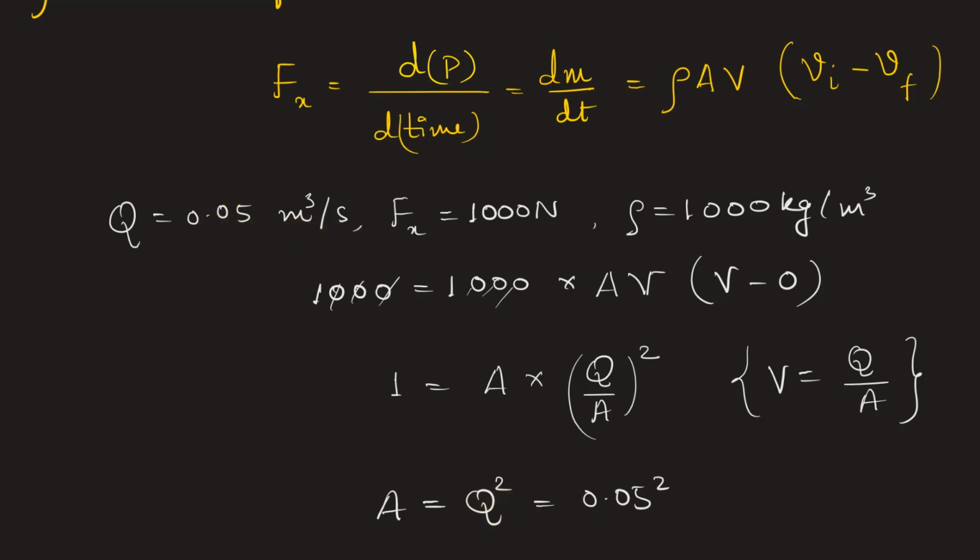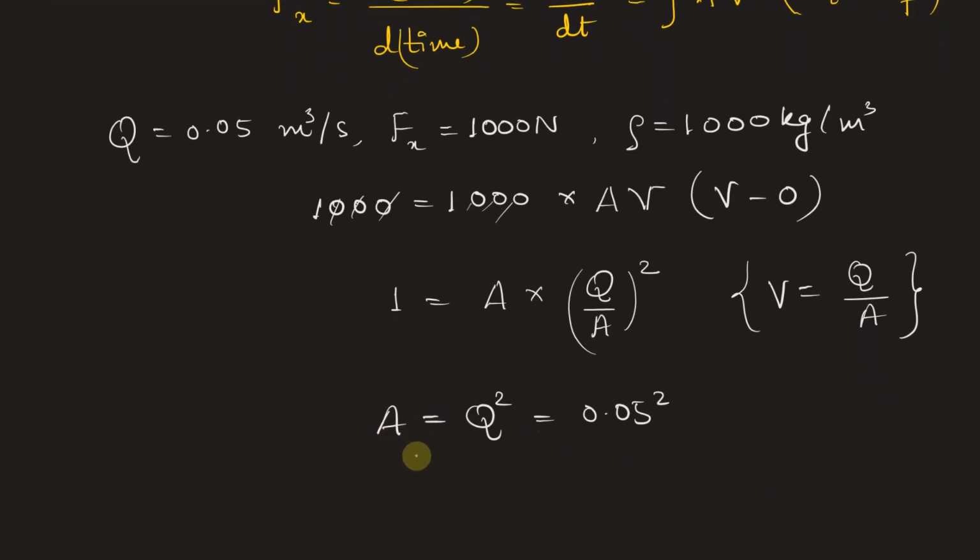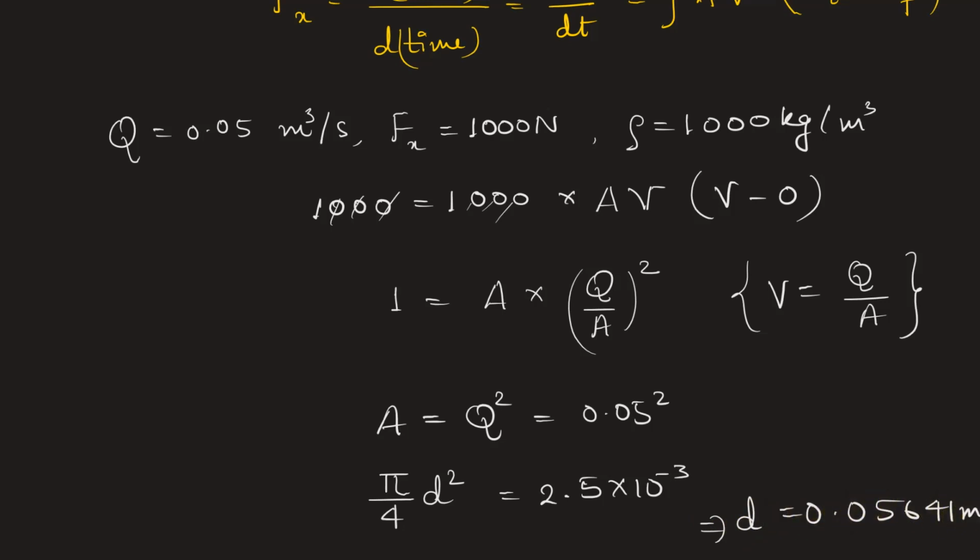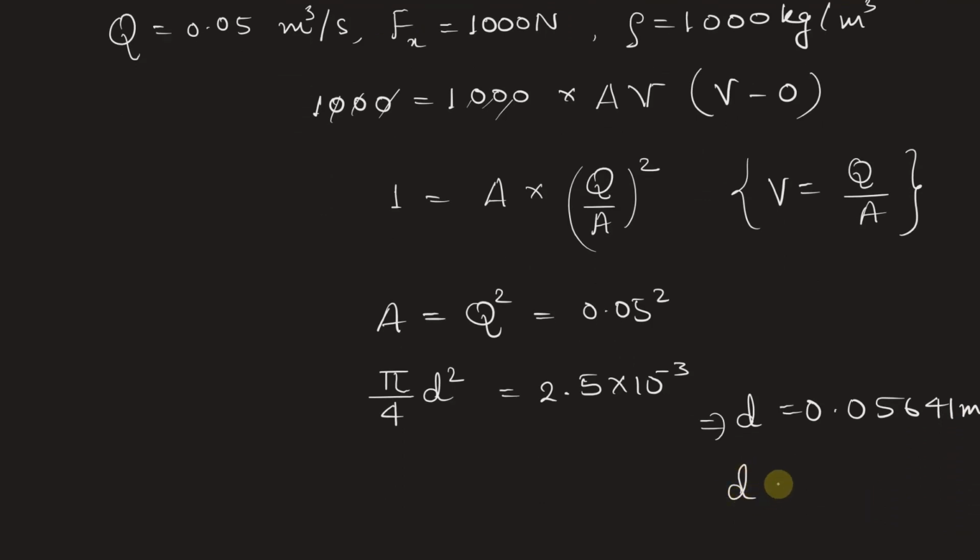Now the area of the jet, we are considering the jet to be cylindrical, so this will be pi by 4 d square. The cross section of the jet will be a circle, so this is pi by 4 into d square is equal to 2.5 into 10 to the power of negative 3. So from here we can get the value of d, that is 0.05641 meter. And we need to find the answer in millimeter, so d will be equal to 56.41 millimeter.